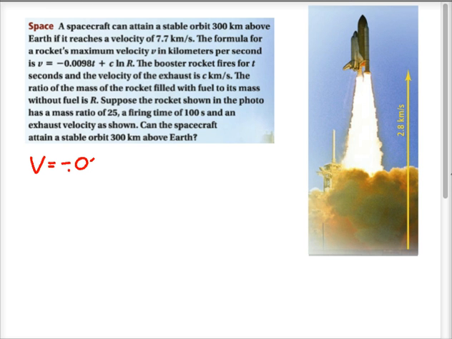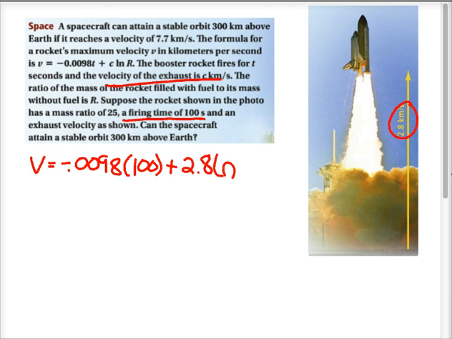So negative 0.0098. Now it says that t is how long the rocket fires for. And here it says there's a firing time of 100 seconds. So I'm going to put 100 in there. Plus c, well, it says that c is the velocity of the exhaust. And it says that's from the photo. So that's going to be 2.8 natural log R. And R is the mass ratio, which is going to be 25.